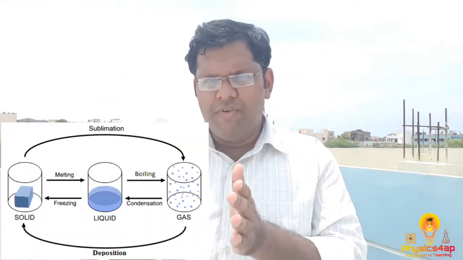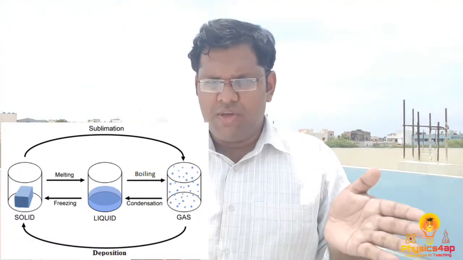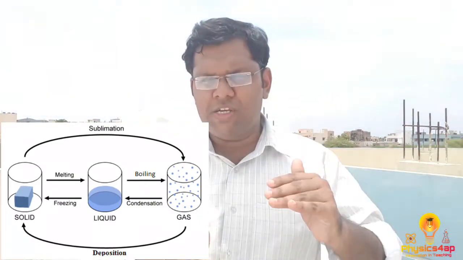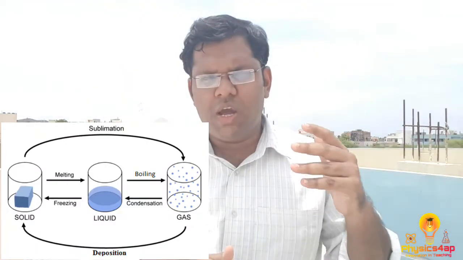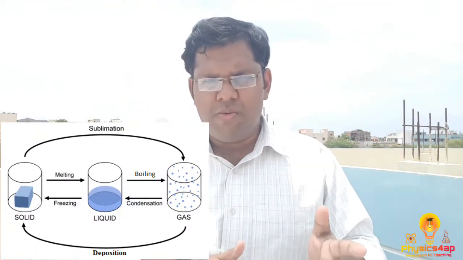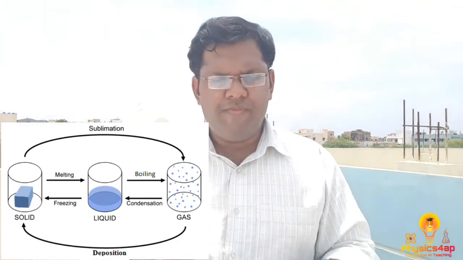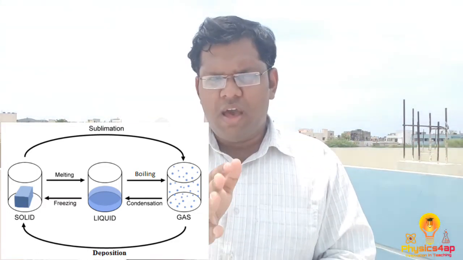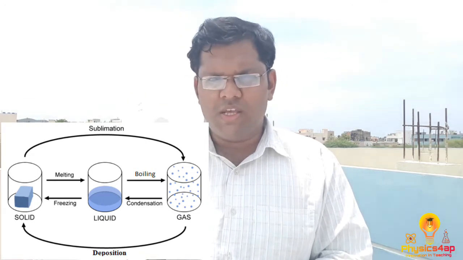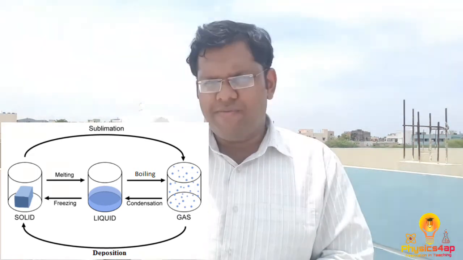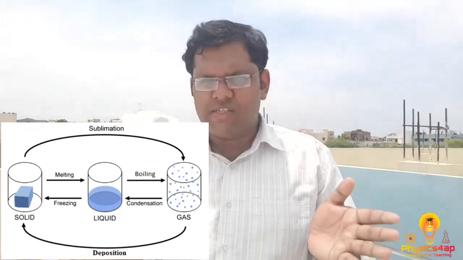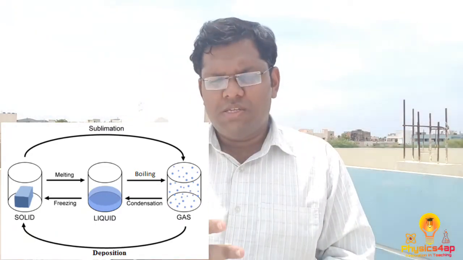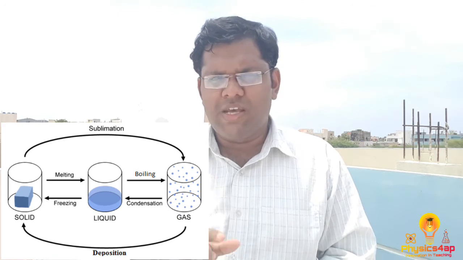So we have discussed the states of matter and the conversion of states of matter: solid to liquid, which we call melting; liquid to gas, which has two processes, evaporation and boiling. Evaporation can happen at any temperature, and boiling happens at a constant temperature. From gas to liquid we call it condensation, and from liquid to solid we call it freezing. We also have the conversion of solid directly to gas, which we call sublimation.